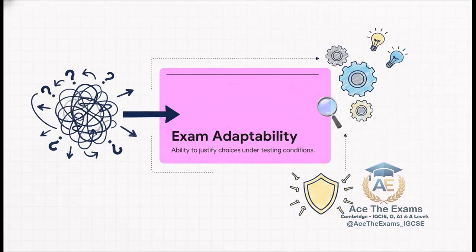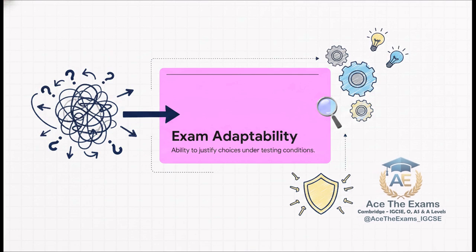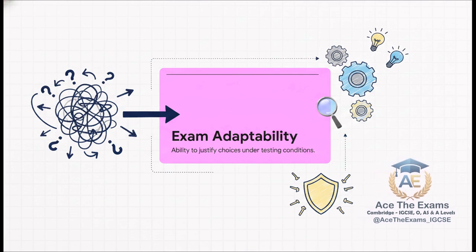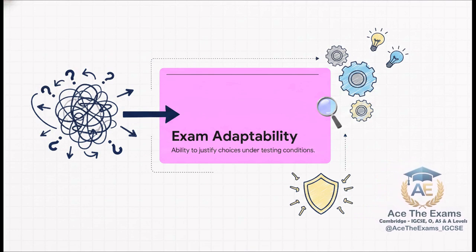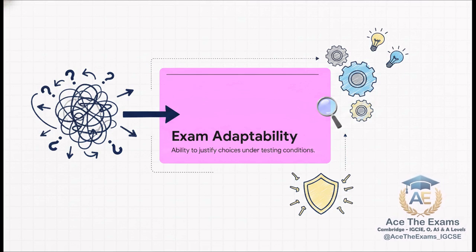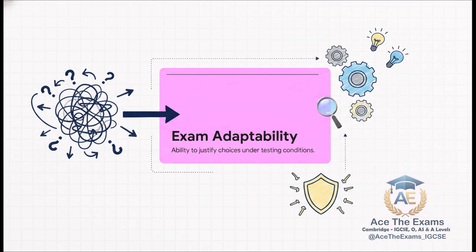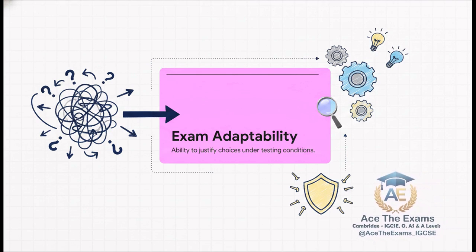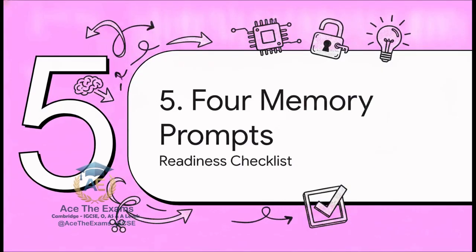Which brings us to the core definition of that 3rd pass, exam adaptability. It's the ability to change the scenario, mix similar terms, and actively justify your technical choices under testing conditions. This is the whole shebang. It is your ultimate defense against those unexpected, curveball exam questions that make your stomach drop. If you are adaptable, it honestly doesn't matter how they phrase the question because you already have the tools to deconstruct it. Finally, Section 5, the 4 memory prompts, your ultimate readiness checklist.